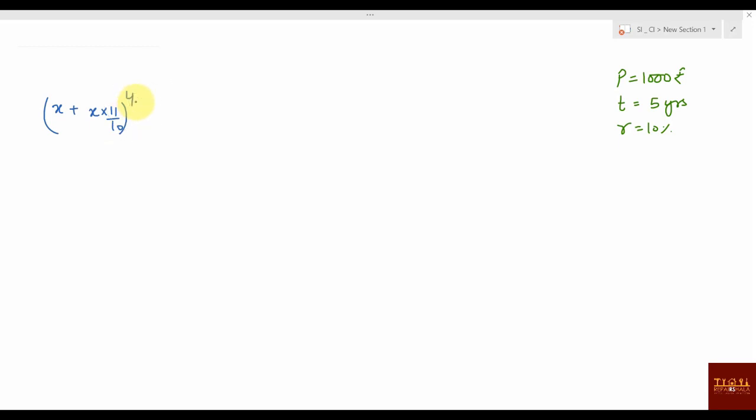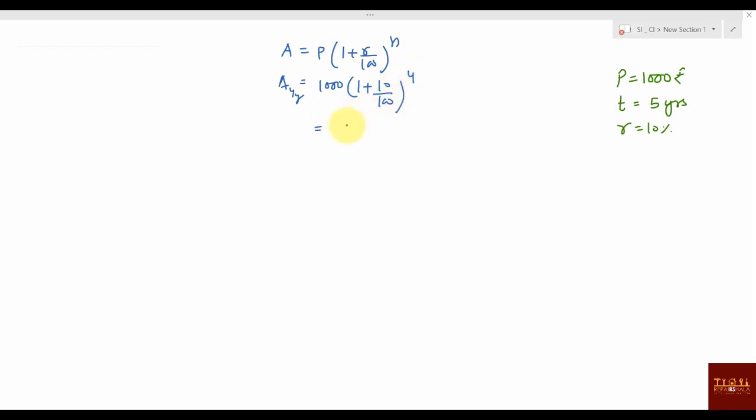No. See, maybe I have not told you, I'll tell you. A equal to P into 1 plus R by 100 raised to power n. Now this is the amount. For 4 years, principal is 1000, 1 plus R value 10 by 100, raised to power 4. Or you can say this will become 1000 into 11 by 10, so we can write 11 by 10 raised to power 4.